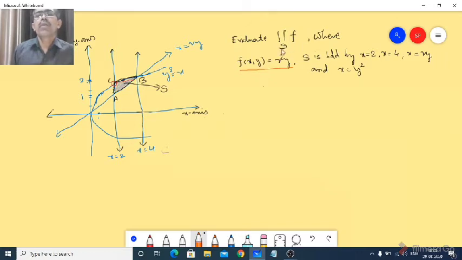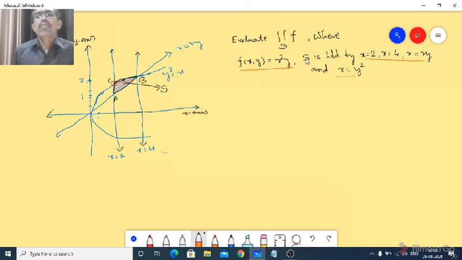S is the domain where you have to evaluate the integral, bounded by the lines x is equal to 2, x is equal to 4, x is equal to 2y, and the curve y squared is equal to x. So our S is bounded by these four curves. Out of these, the first three are lines, and this is a curve.